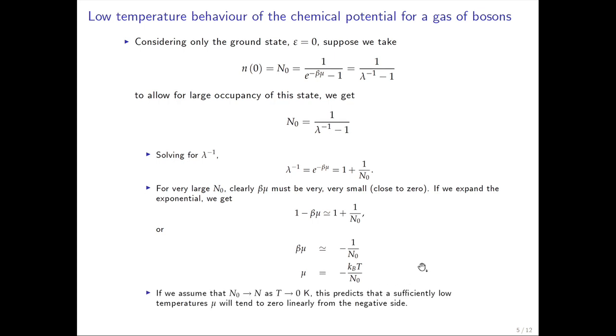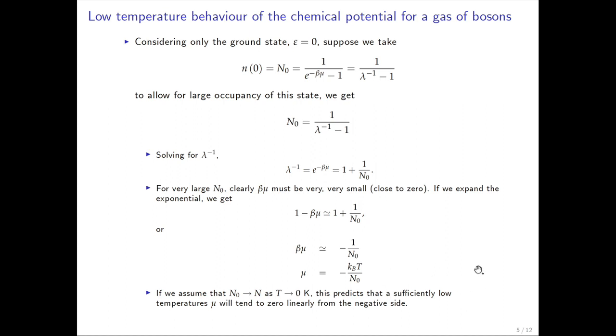Now, as we get to very, very low temperature, we can see from the Bose distribution function that all the bosons are going to want to be down there at 0 energy. So if we assume that n0 goes to n, the total number of particles, as T goes to 0, it predicts that mu goes to 0 linearly. It's negative, as it has to be, but it goes to 0 linearly from the negative side. So it goes like temperature, right? We'll see exactly how this goes later, but that's our argument.